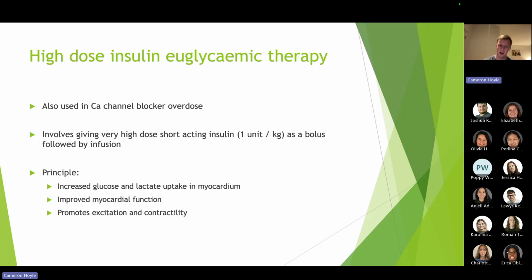And the principle behind that is that it improves myocardial function, promotes contractility, and increases glucose and lactate uptake in the myocardium to try and reverse the cardiac toxicity. I've never seen it given, but looking on the RChem website, there was an article saying that it's a very, very effective treatment for calcium channel and beta blocker overdoses, but nurses aren't very keen on giving it because you're giving the patient quite a lot of insulin, so it might take a little bit of convincing.